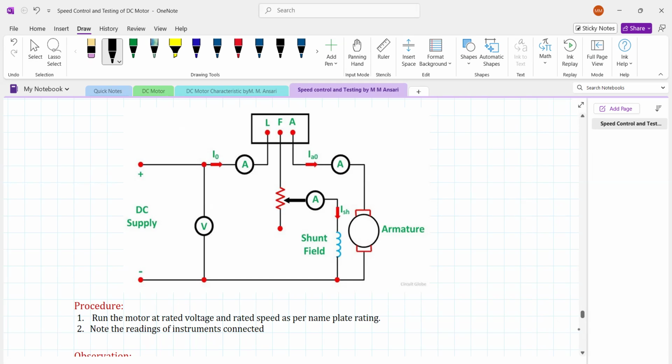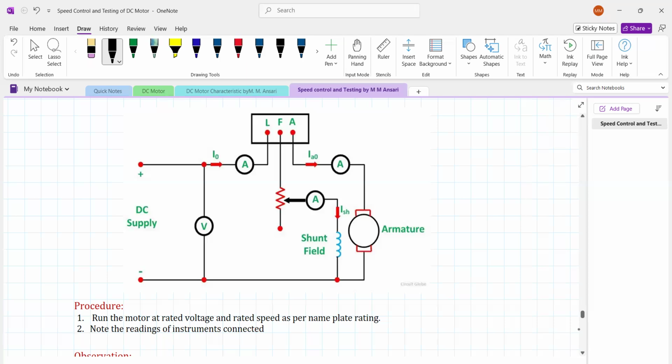Now, once we connect the instruments, suitable instruments are selected depending upon the rating of the motor. Whatever instruments, either ammeter, voltmeter or speedometer, are selected depending upon the capacity of the motor or the nameplate reading, which is available from the motor manufacturer. Therefore, the instruments are connected. Here, first we will run the motor at rated voltage and rated speed as per the nameplate. This means we will apply the rated voltage, whatever it is. It may be 220 volt, 400 volt, or 500 volt, whatever rating is shown on the nameplate.